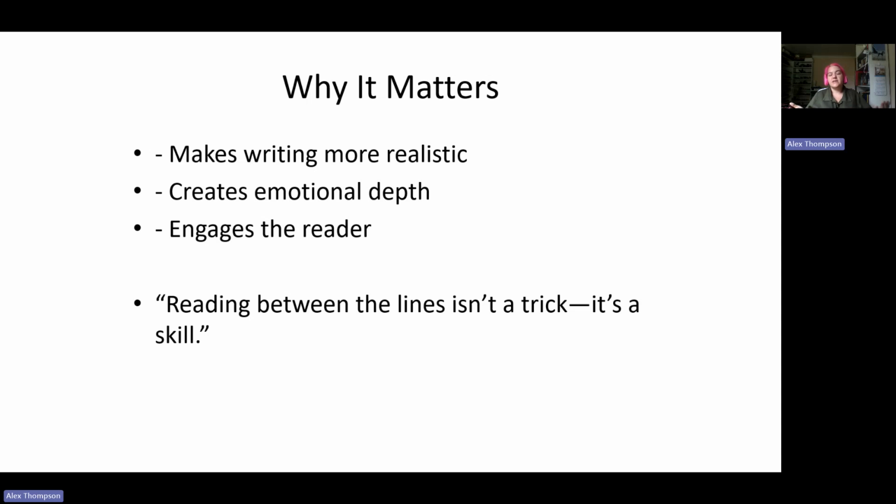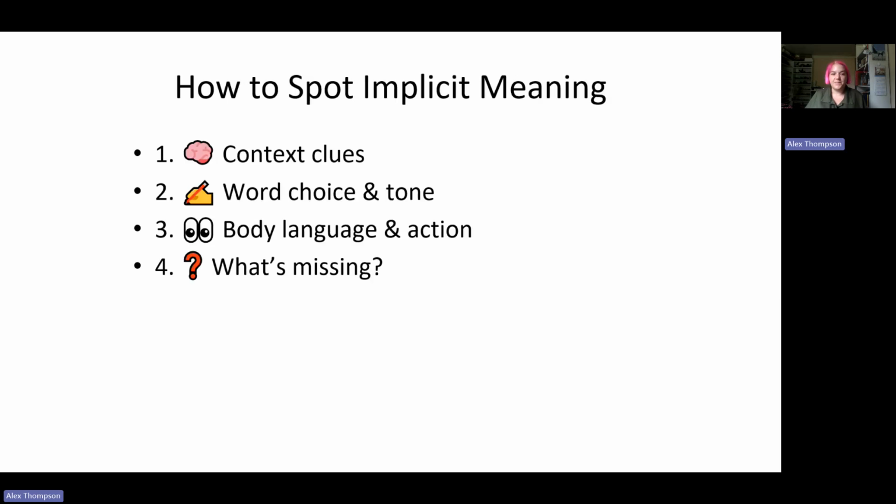So why do writers use implicit language? Well, it makes it more realistic. It creates an emotional depth. It makes us, as the reader, feel something, and as such, it engages us. If we feel something, the chances are that we will engage better with the piece that we're reading, because we engage with things better if we have some sort of emotional connection. As you can see here, we've got a lovely little quote. It says, reading between the lines isn't a trick, it's a skill. So it is something that we can learn and we can understand, even if we don't understand it straight away.